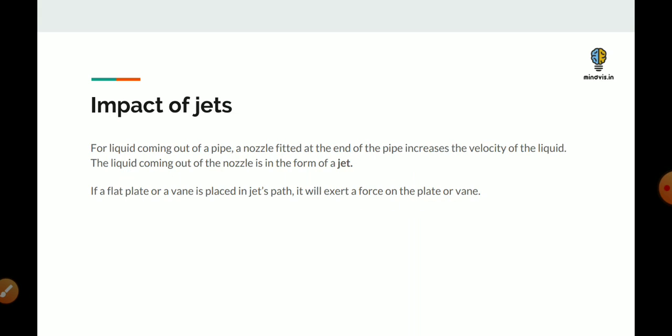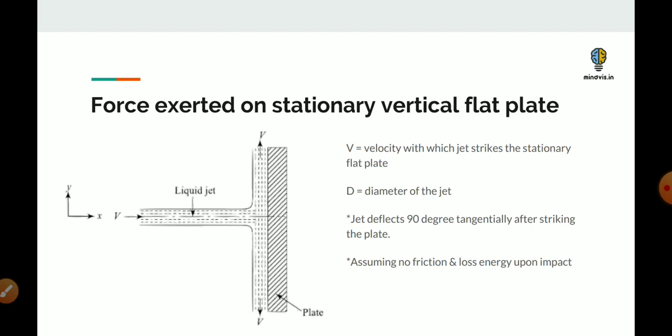So, what is impact of jet here? The question arises. Impact of jet is basically a liquid coming out from a pipe with a nozzle fitted on the end of the pipe, which increases the velocity, and the liquid comes out from the nozzle in the form of a jet. So the first case here is the force exerted on a stationary vertical plate.